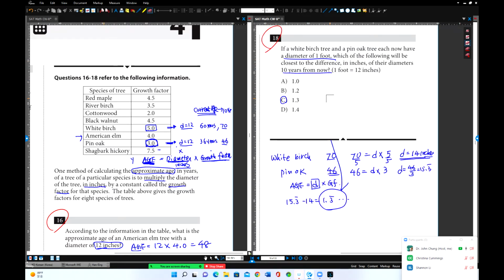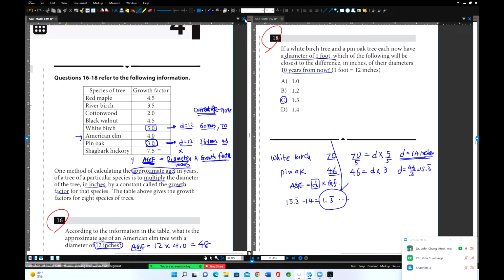Alright, number 18: we need to organize the data. You have to clearly understand the formula: age equals diameter times growth factor. To find the diameter, you need the new age in 10 years. That's why we need to find the current age first, and current age plus 10 is the new age. That is number 18.